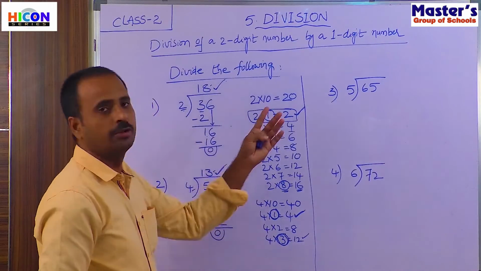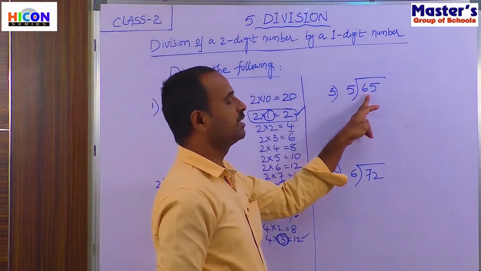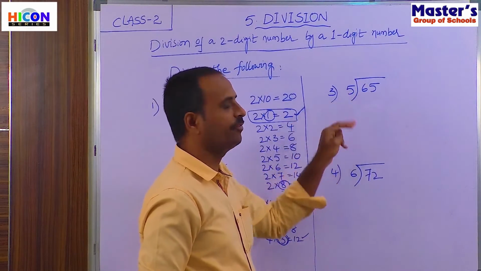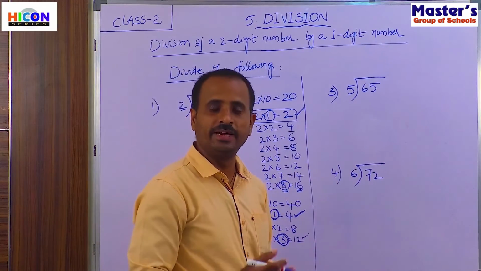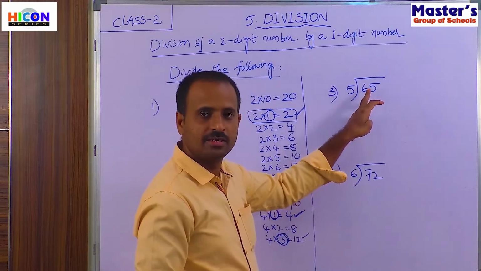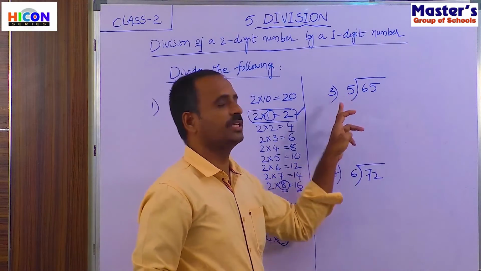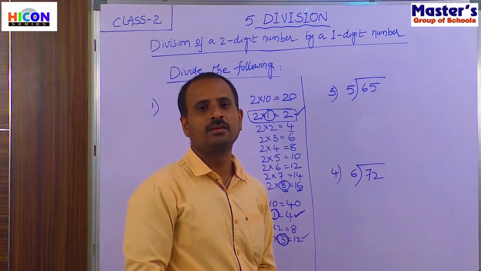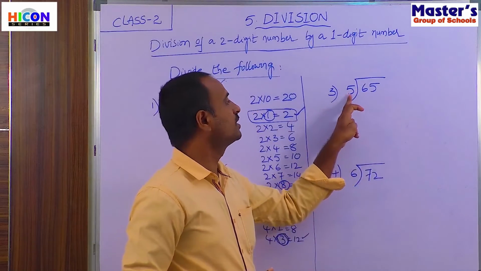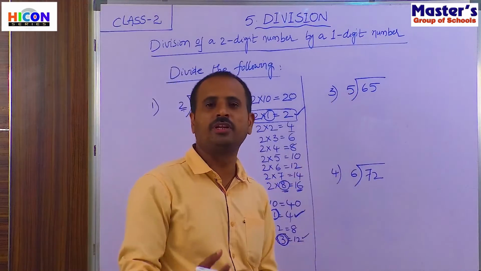Children, see the third problem here. What is the third problem? That is 65 divided by 5. We have to divide 65 by 5. What is the divisor here? The divisor is 5. What is the dividend? 65 is the dividend. The middle number is the dividend. The left side number is the divisor. Now let us find when the number 65 comes in the fifth table.